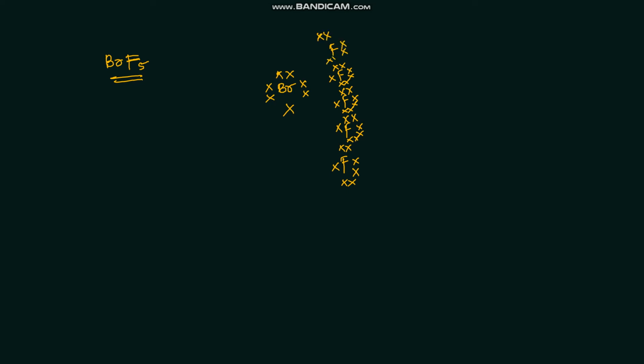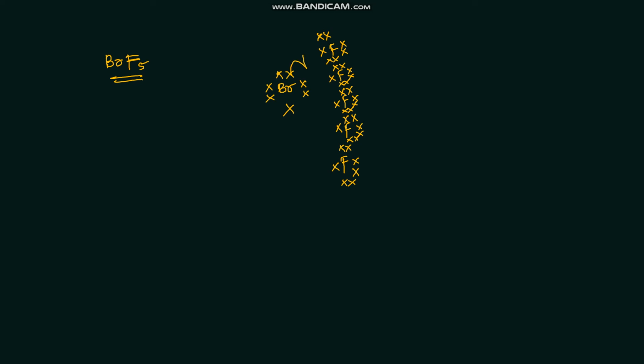How to draw the structure of BrF5? How many valence electrons in bromine? The bromine valence electron is 7. 1, 2, 3, 4, 5, 6, 7. How many fluorines? 5 fluorines. Each fluorine has 7 electrons.